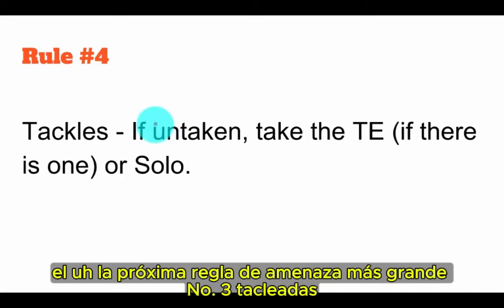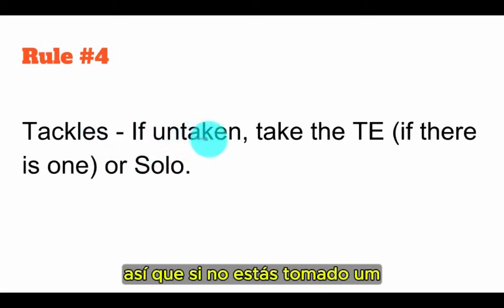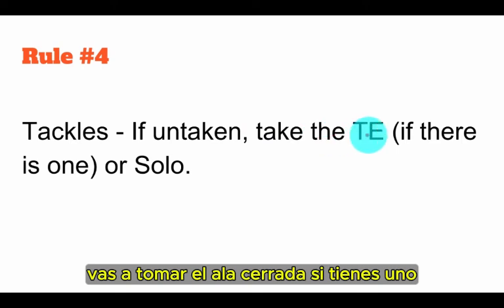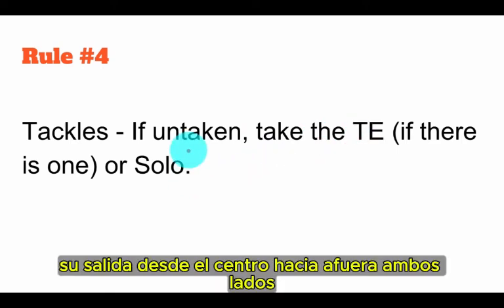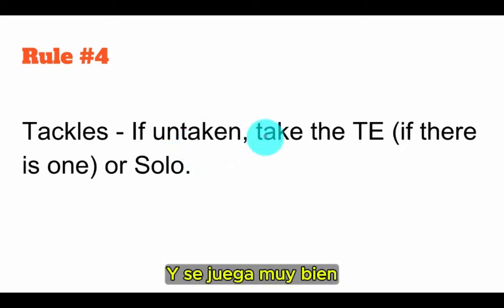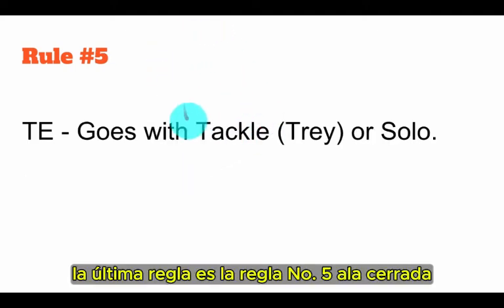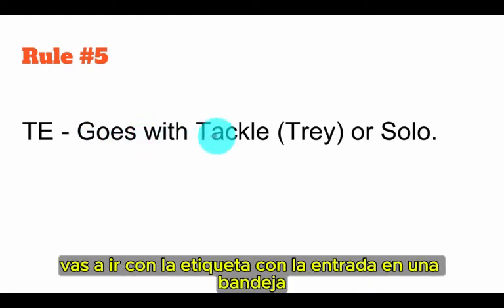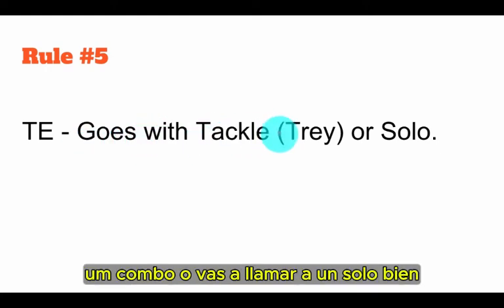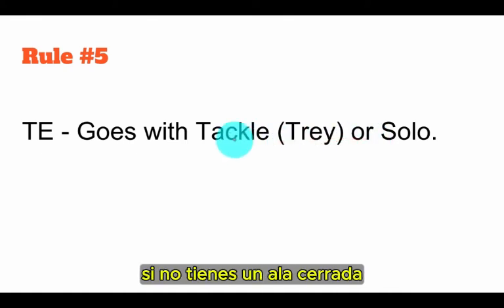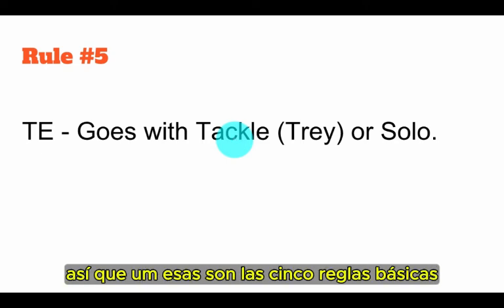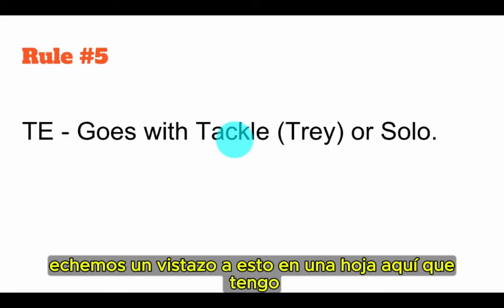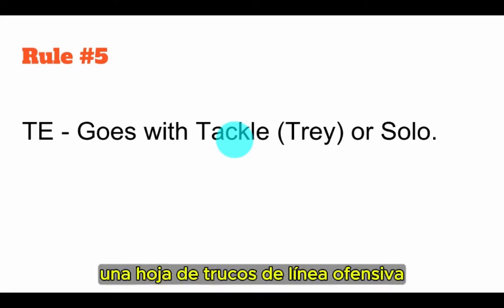Rule number 4, tackles. If you're untaken, you're going to take the tight end if you have one, or you're going to go solo. Again, this just works its way out from center on out, both sides, and it plays itself out very nicely. The last rule is rule number 5, tight end. You're going to go with the tackle in a tray combo, or you're going to call a solo. So that's the tight end's rule. If you don't have a tight end, you don't have to worry about rule number 5. All you have is 4 rules. Those are the 5 basic rules. Now let's take a look at this in a sheet that I have, an offensive line cheat sheet.